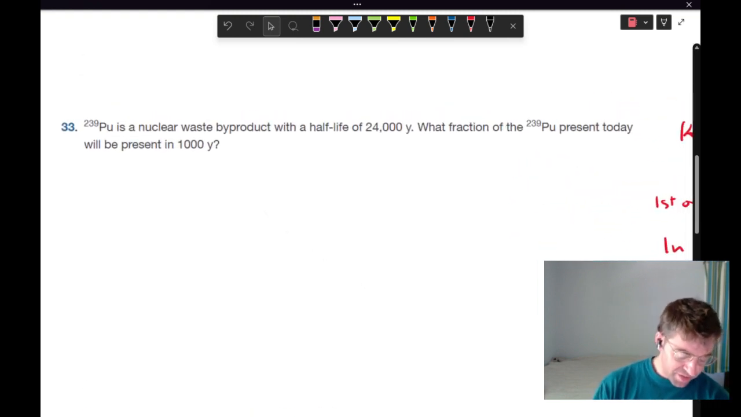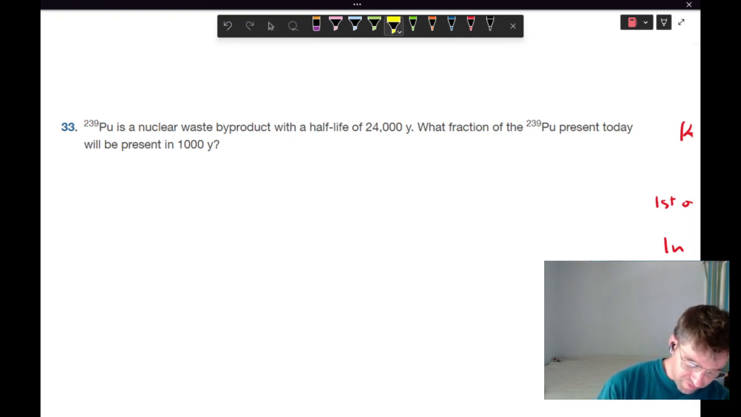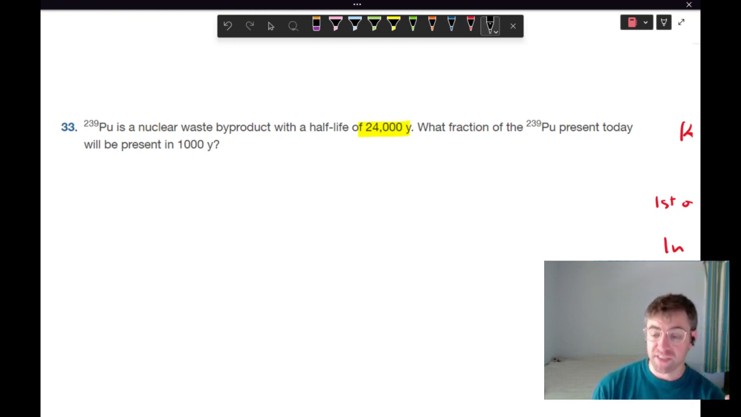So Pu-239 is a nuclear waste byproduct with a half-life of 24,000 years. What fraction of the Pu-239 present today will be present in 1,000 years? So we're going to take these equations, figure out first our decay constant, sometimes represented as lambda, sometimes represented as k. Either will work.